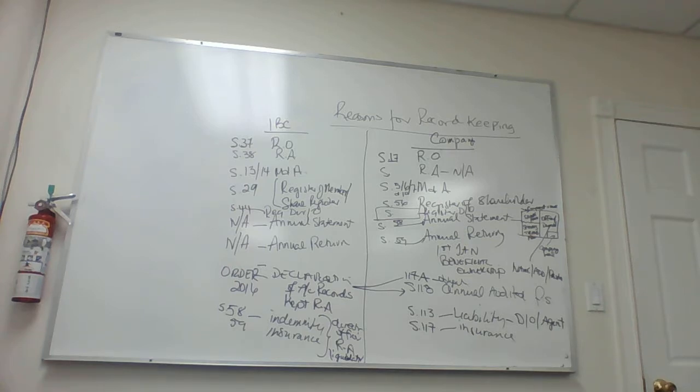Remember the very first class, when we were looking at the difference between a sole proprietorship, a partnership, and incorporating a company, and we talked about the cost. There's more than just the cost. There's also all of the statutory requirements in maintaining a company under the Companies Act and a company under the IBC Act. What else is required statutorily?